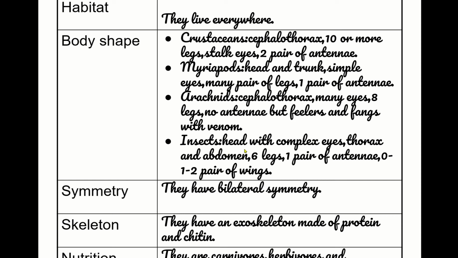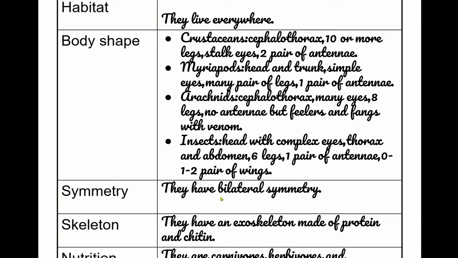And insects, with the head, and in the thorax 6 legs, and in the thorax they have either no wings, or 1 pair of wings, or 2 pairs of wings. Always 1 pair of antennae. The only group with 2 pairs of antennae is crustaceans, and the only group with no antennae is arachnids.